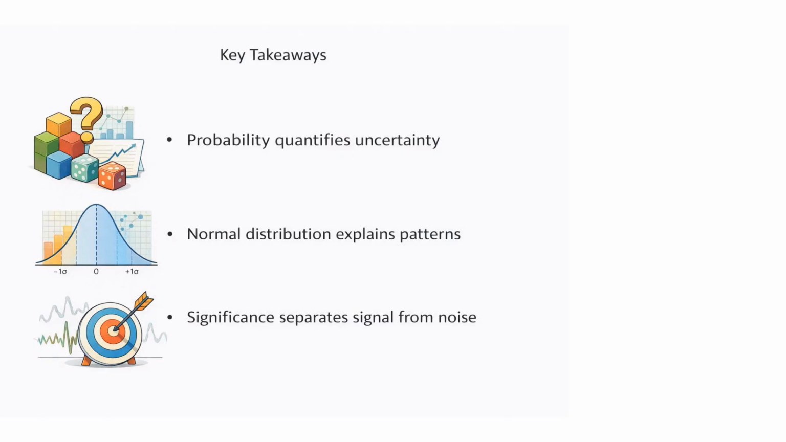To conclude, probability quantifies uncertainty. The normal distribution explains real-world patterns. Z-scores standardize comparison. Significance testing separates signal from noise. Mastering these concepts will strengthen your ability to conduct research, interpret SPSS output, and publish confidently.